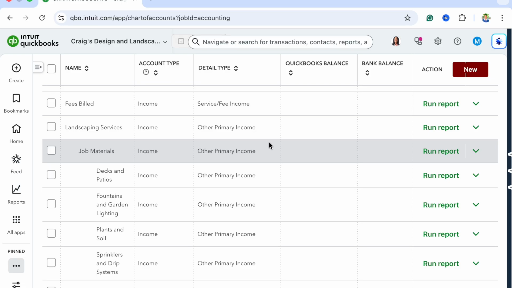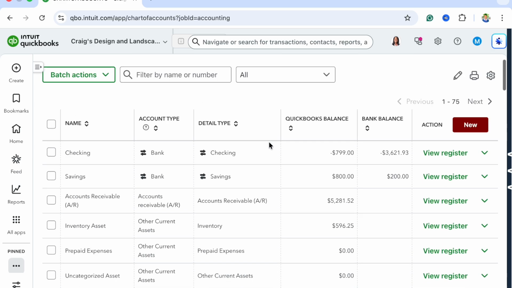And the final thing I'll tell you is only add accounts when needed. So don't say, oh, I think I use this and I think I use that. Only add the accounts as needed. As you go through your bank feed and you're categorizing transactions into accounts, you only create new accounts when you need them. Okay?